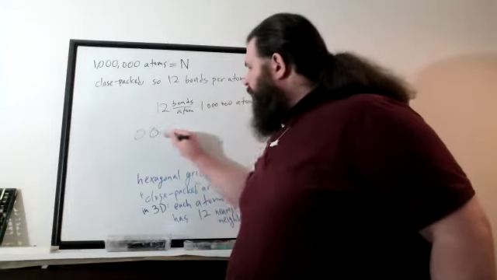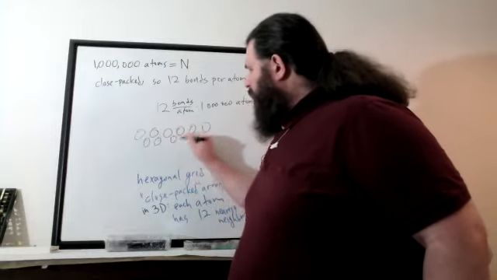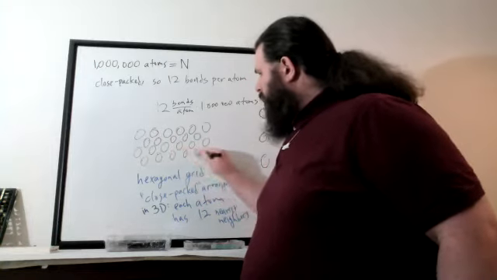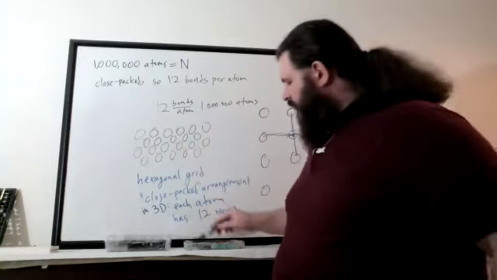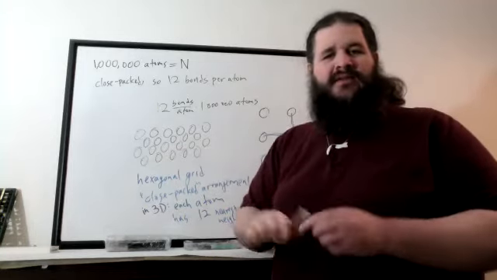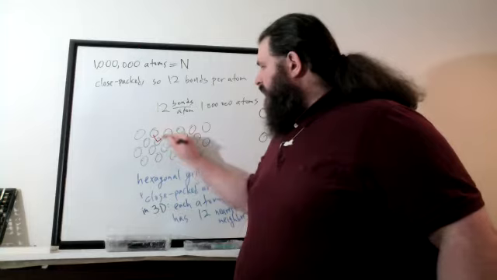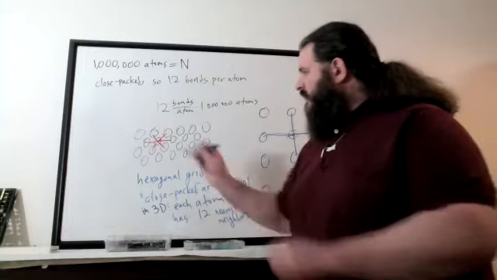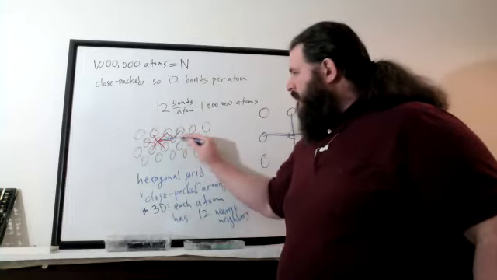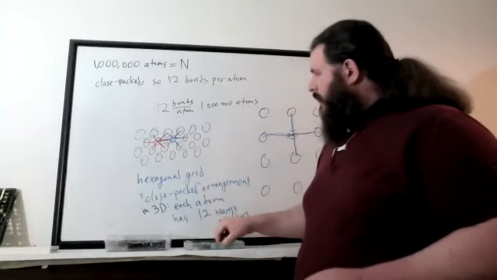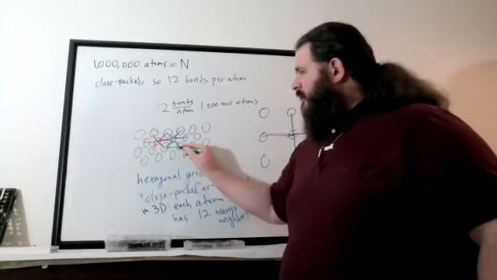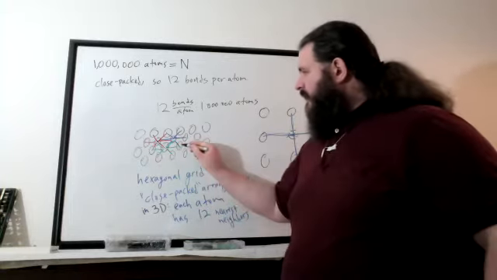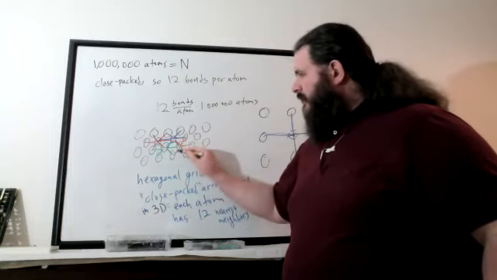But if we're counting those up one at a time, I'm just going to draw this 2-dimensionally for now. If we're saying each atom has a certain number of bonds, like in 2 dimensions, we'd say each atom has 6 bonds. So this atom has 6 bonds. And then the next atom, this atom here has 6 bonds. 1, 2, 3, 4, 5, 6. And then this atom has 6 bonds. 1, 2, 3, 4, 5, 6. And this atom has 6 bonds. 1, 2, 3, 4, 5, 6.